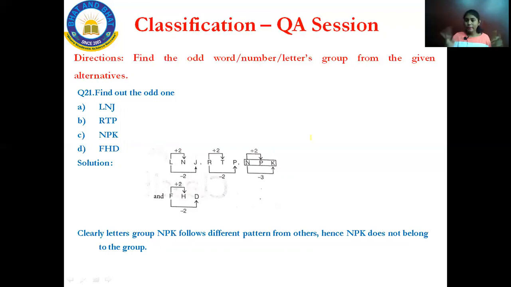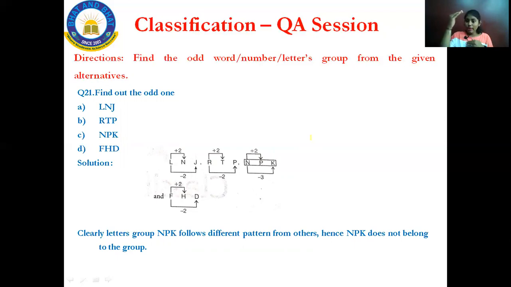After NP, see NP, there are 2 numbers. But K, it is having 3, that is minus. Keep in mind, at the top you have to add the numbers. At the bottom you have to subtract the numbers. See, LN, 2 numbers. LNJ, see, at the bottom you have to minus the numbers.